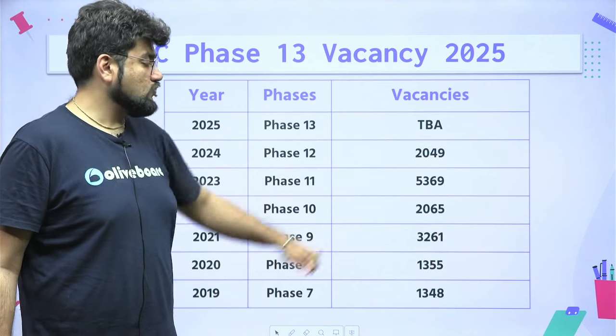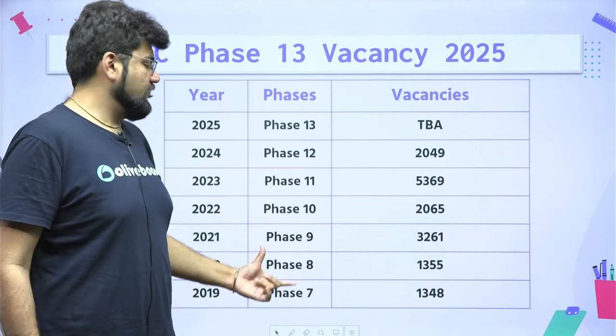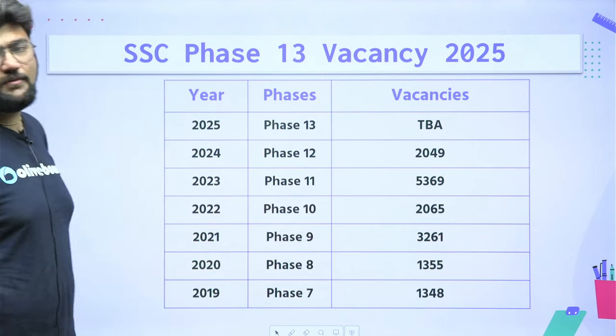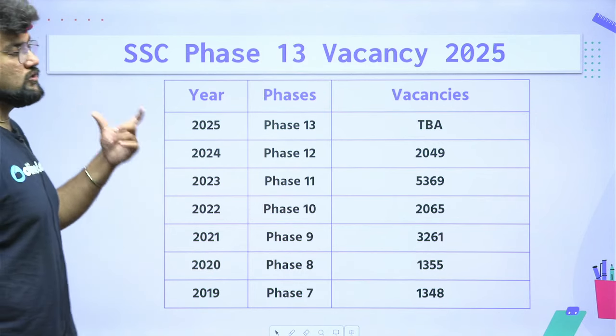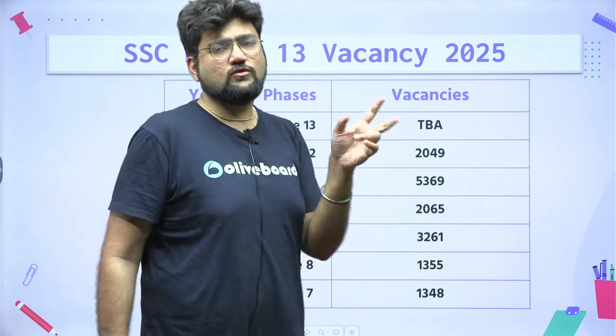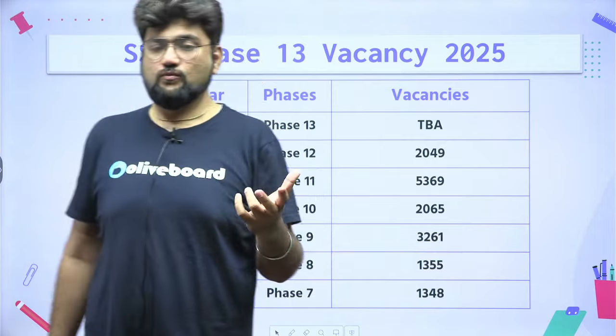vacancies, 5,000 plus. Phase 10 again 2065. Phase 9 3261. So roughly, with an average, you can assume that 2000 vacancies you can expect in 2025 also. 2000 plus, I would say 2000 to 3000, anywhere in that range. So these are additional opportunities for you.